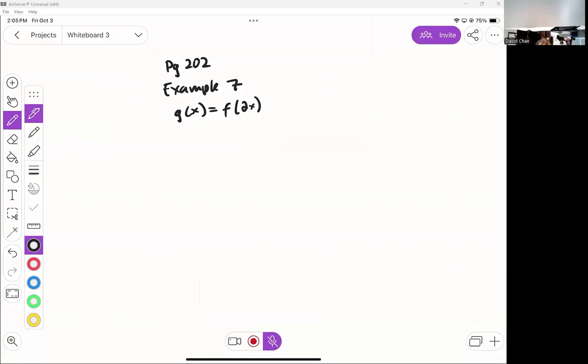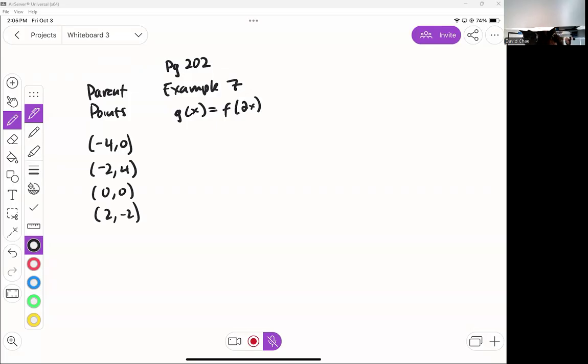Our points, I'm going to put parent right here, are -4, 0. We have -2, 4. We have 0, 0. We have 2, -2. And we have 4, 0. Very good there. And then it tells you right here, I want the new function after we apply this rule, the 2x inside of the parentheses.